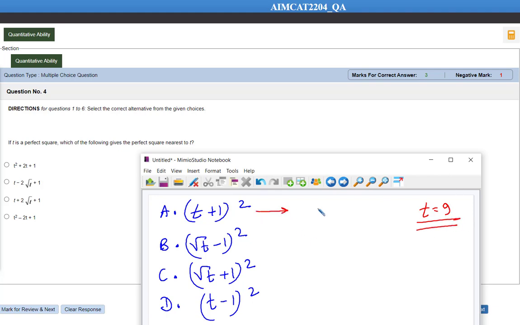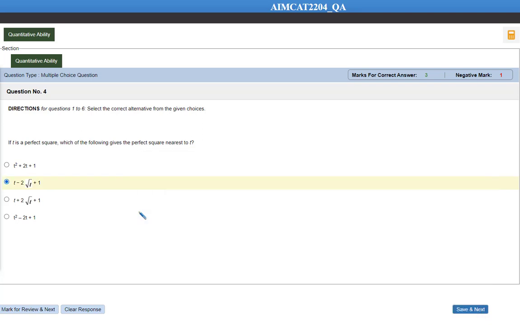Option A is 9 plus 1, which is 10 square, equal to 100. Option B is 3 minus 1, which is 2 square, equal to 4. Option C is 3 plus 1, 4 square is 16. And option D is 9 minus 1, 8 square is 64. So which option is close to t? Option B is close to t. So I am going to mark option B as the answer.